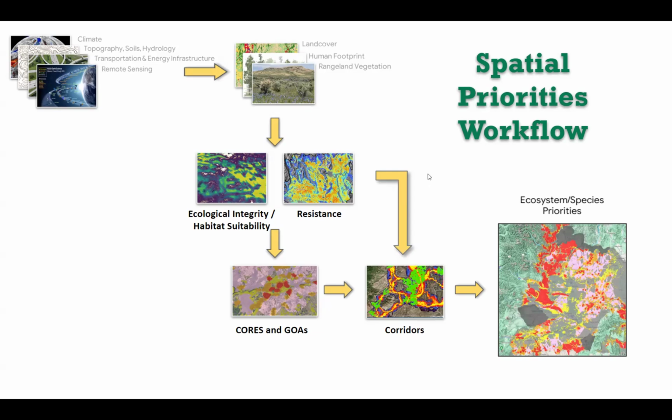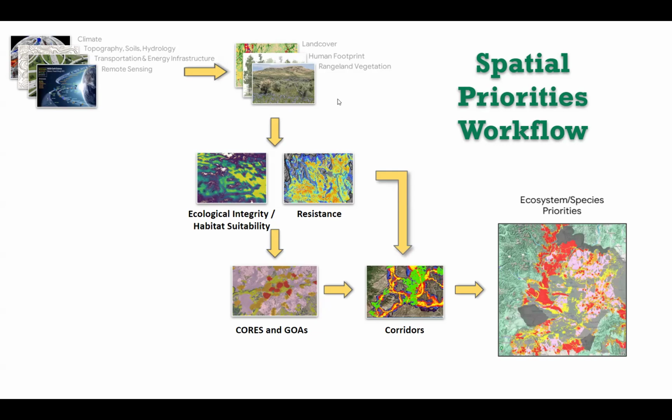But at a high level, these spatial priorities were derived not from people with crayons drawing circles on maps. It is a data-driven process. We started with base data on the landscape, things like climate and topography and hydrology, transportation and energy infrastructure, and a lot of remote sensing data. And from those base environmental data sets, we produced a land cover model, a human footprint model, and a vegetation model. These are the types of things that served as inputs into the spatial priorities.